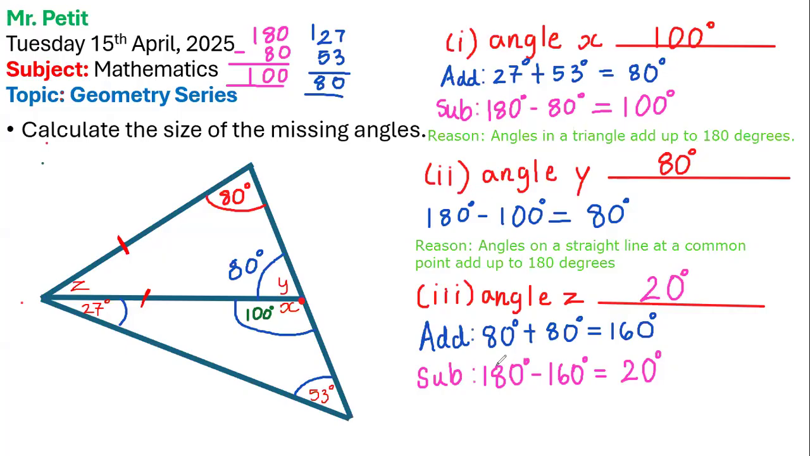Do you know, Asia? No, sir. Because angles in a triangle add up to 180 degrees. That means that if this is 80 and this is 80, this angle has to be 20 because 80 plus 80 plus 20 gives us 180. Do you understand that? Yes, sir. So why did we subtract it from 180? That's how much the angles in a triangle add up to, 180. Very good. Angles in a triangle add up to 180 degrees. Very good.